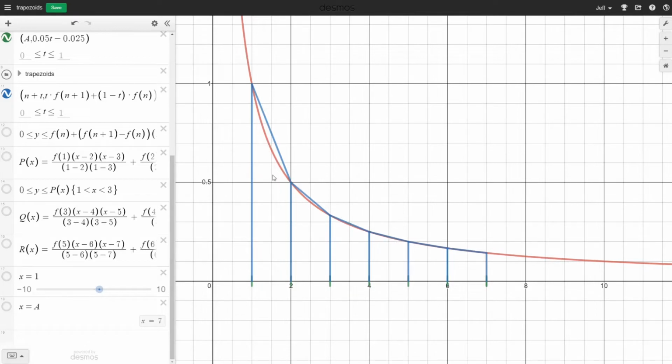You might also notice that while on the first two intervals we can see a significant error in our trapezoidal approximation, as we move along here, the 1 over x curve becomes closer and closer to a linear function. The trapezoidal approximation should get better and better. So if we can compute this trapezoidal area, we have a very good estimate of the actual area we want to find. Let's compute this trapezoidal area for the function 1 over x from 1 to 7.